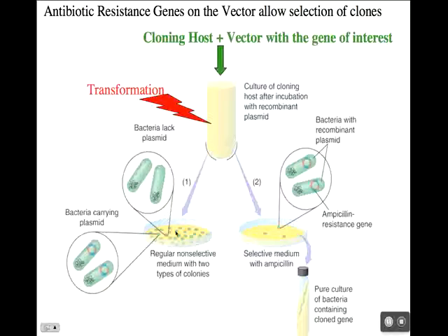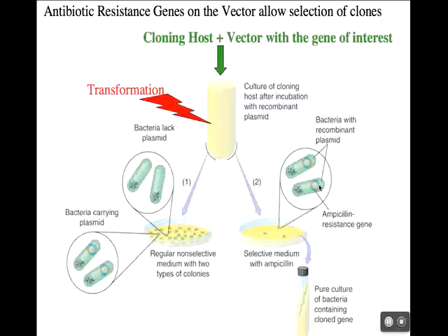So if you take that solution and put it onto regular nutrient agar, what you're going to see is some colonies that don't have the plasmid grow and some colonies that do have the plasmid grow. And you can't tell which is which. But if you put that sample instead onto selective media that has ampicillin or tetracycline in it, the only ones that can grow are the ones that have your plasmid. Remember, those antibiotics will kill regular E. coli. Only E.